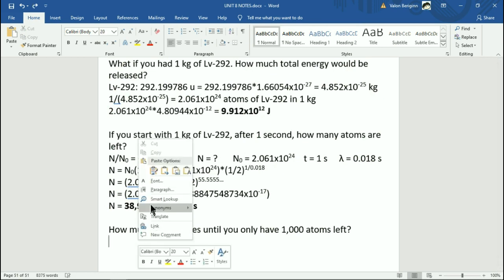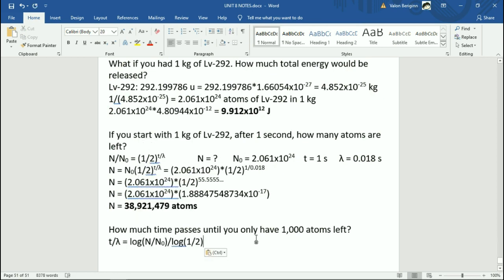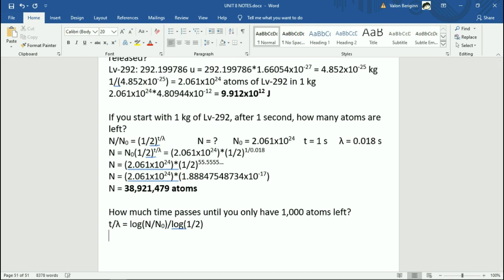Oh wait, I want to. Yeah, okay. Let's see. Time we don't know. That's what we're solving for. Again, lambda we do know. That is that many seconds. N is 1,000. That's saying that's how many atoms we have left. And N0 is 2.061 times 10 to the 24. And yeah, that's it.